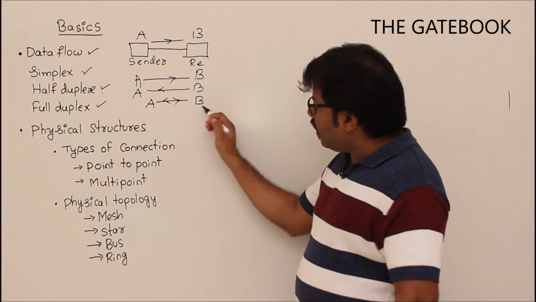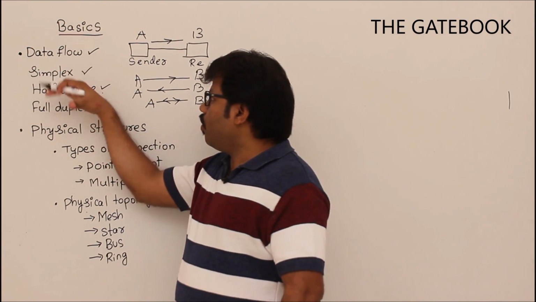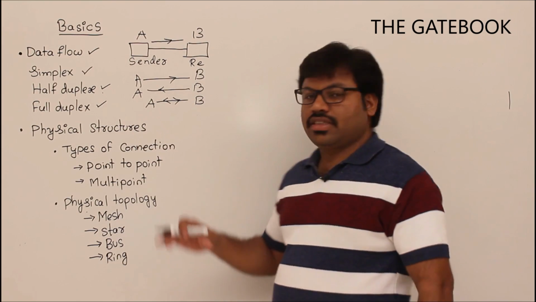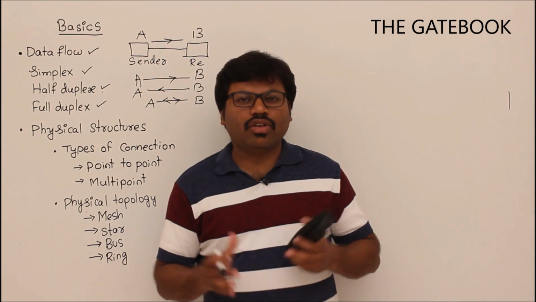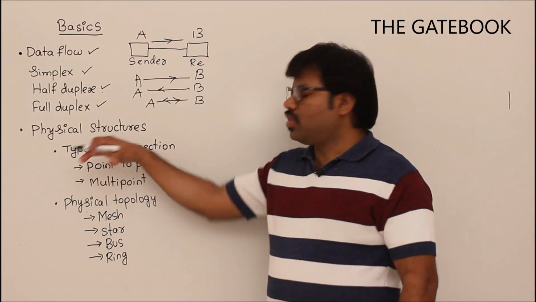So A can send the data, at the same time B also can send the data. That's it. So this is about various different data flows. Now we'll talk about physical structures. So physical structures is all about connections, how devices are connected. Let's begin with types of connection.